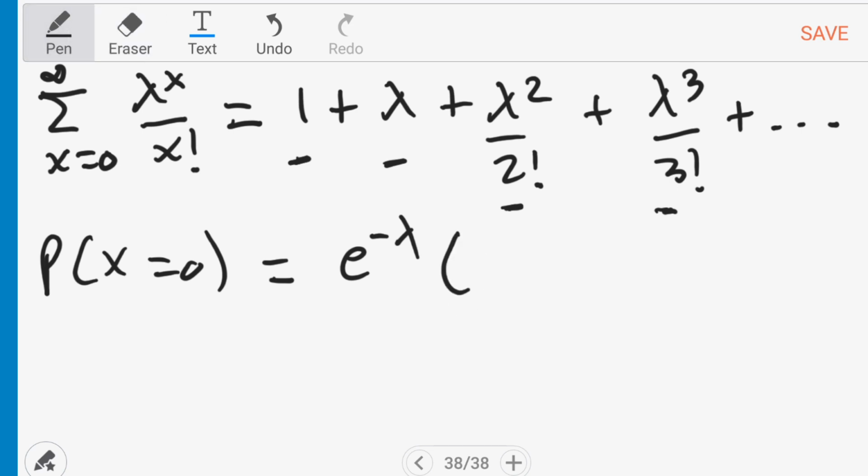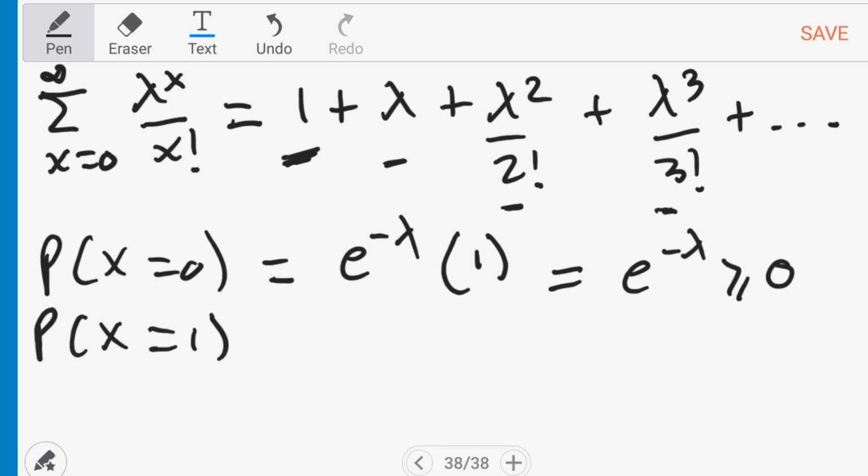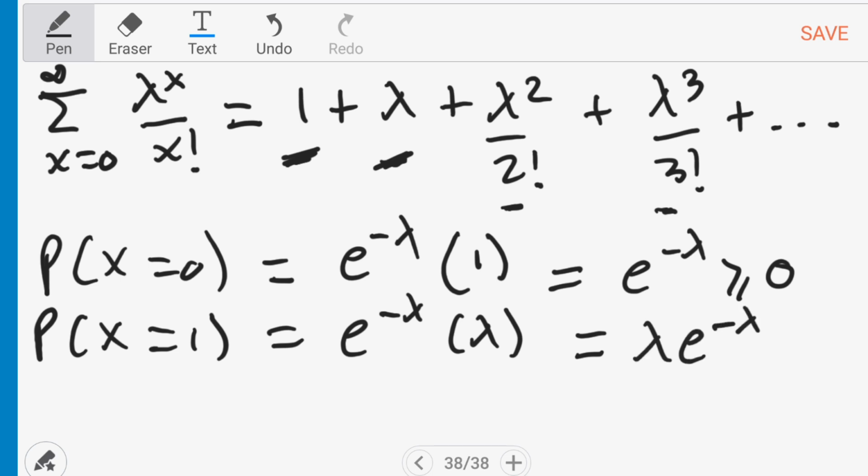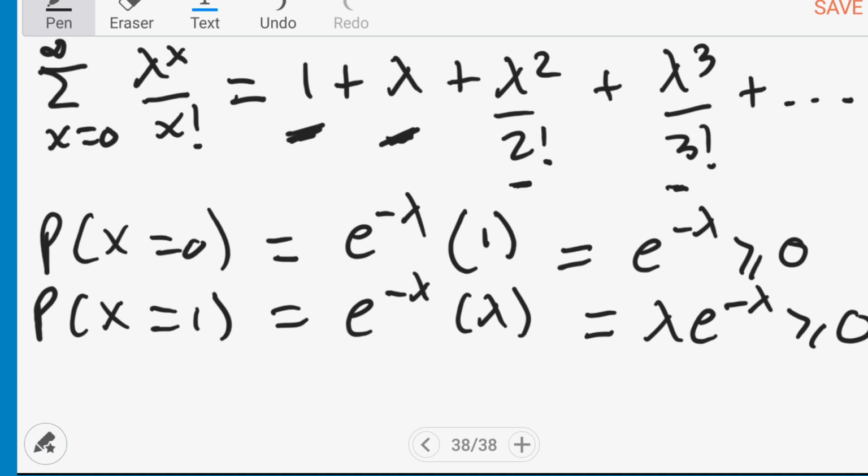So in this case we are substituting 0. Okay, so we put 1 here, and we end up getting e to the power minus lambda, which is actually greater or equal to 0 because lambda is greater than 0. Now if you substitute 1, you're supposed to get lambda e to the power minus lambda, which is also greater or equal to 0. You can actually check. Now let's continue.